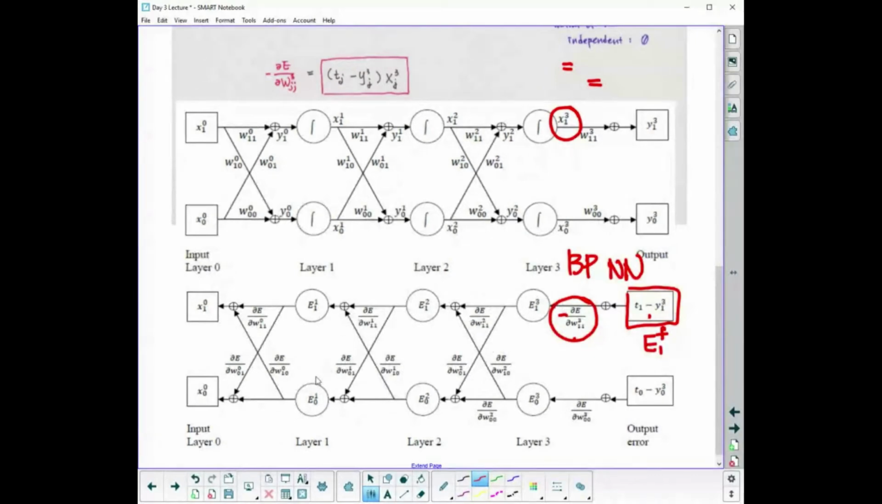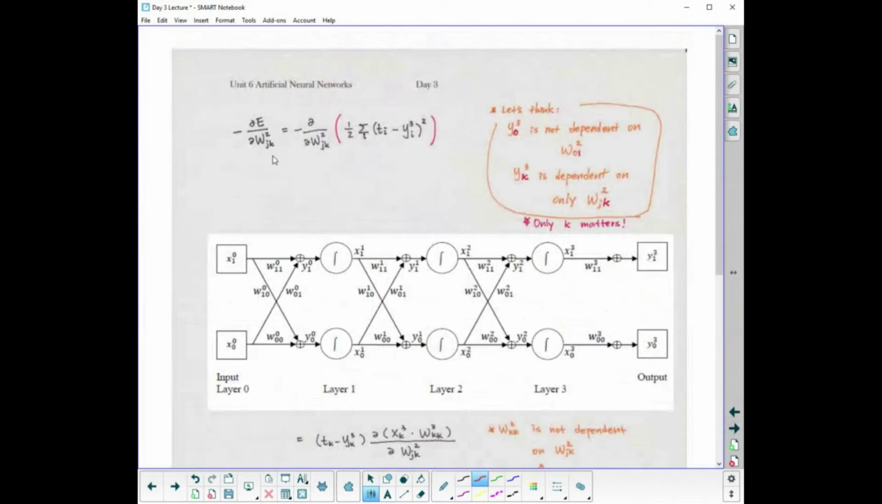How about the middle wire, the negative gradient? I can generalize it for layer 2. I can say negative gradient, negative partial of the error with respect to weight J to K. So J is the input layer, K is the output layer. In that case, you can see four examples: 1 to 1, 1 to 0, 0 to 1, or 0 to 0. So they are J to K.